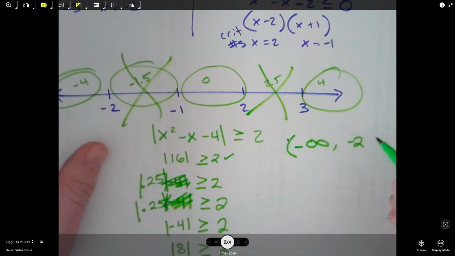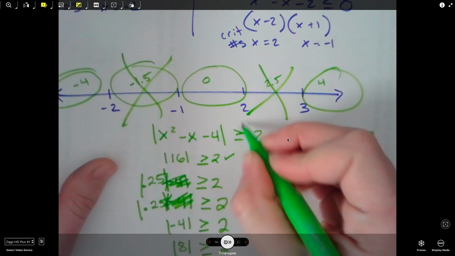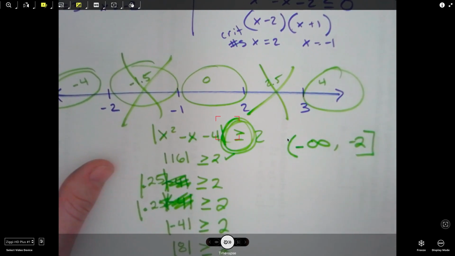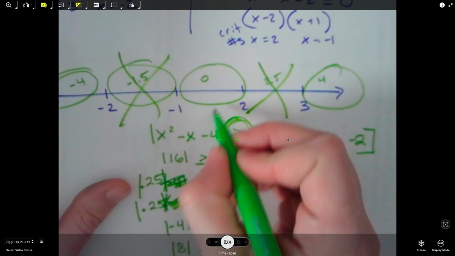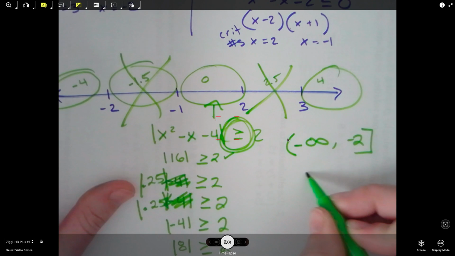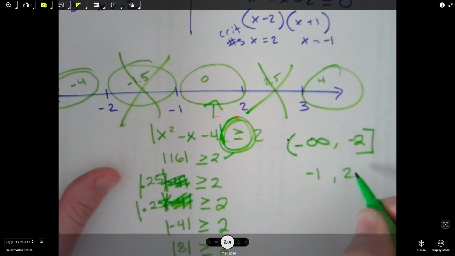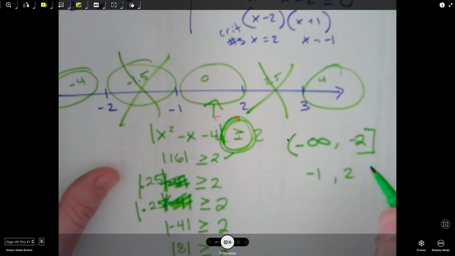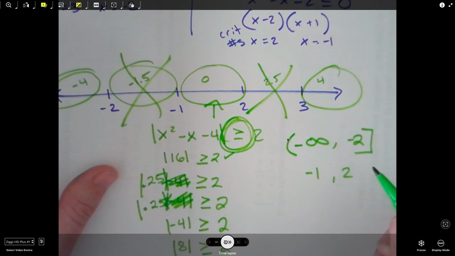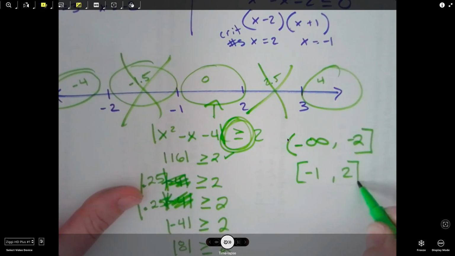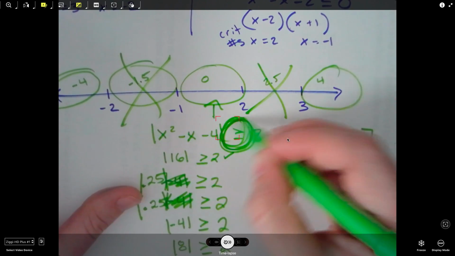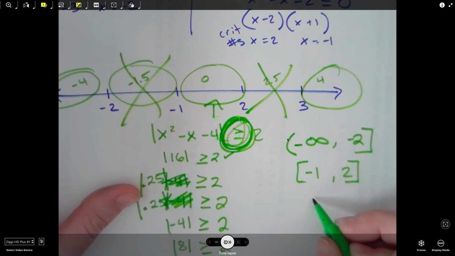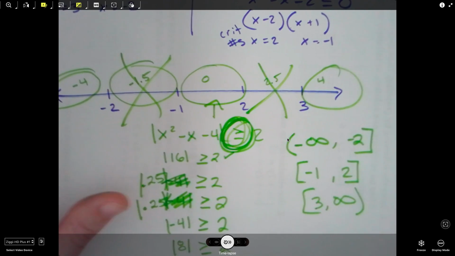Negative 2. It's equal. If you look at our original equation, we have an equal to symbol, so that's going to be a bracket. The next one, this region right here, goes from negative 1 to 2. Parentheses or bracket? Can it be equal to negative 1 or 2? Bracket, bracket. They're both brackets because of this. Okay, and this last one goes from 3 to infinity. Bracket, parentheses. That's what he looks like.